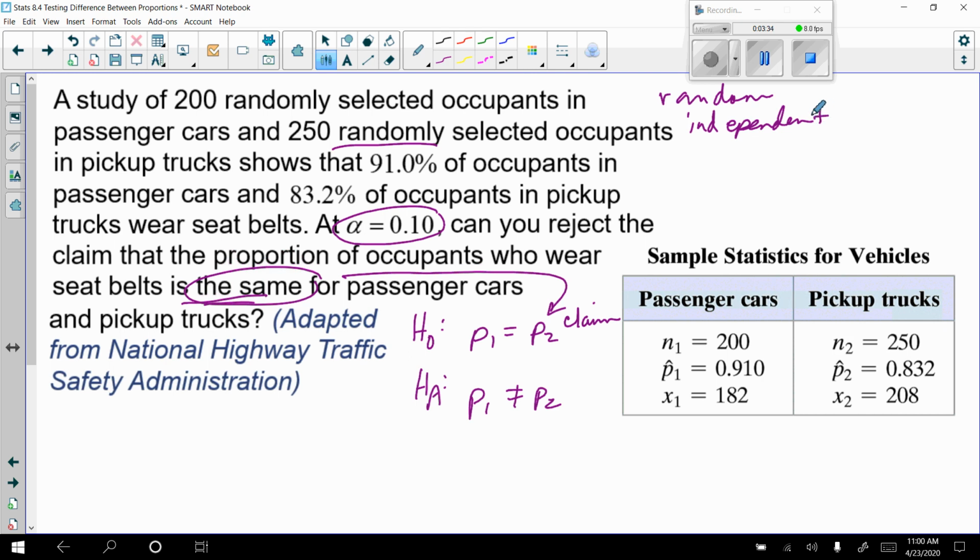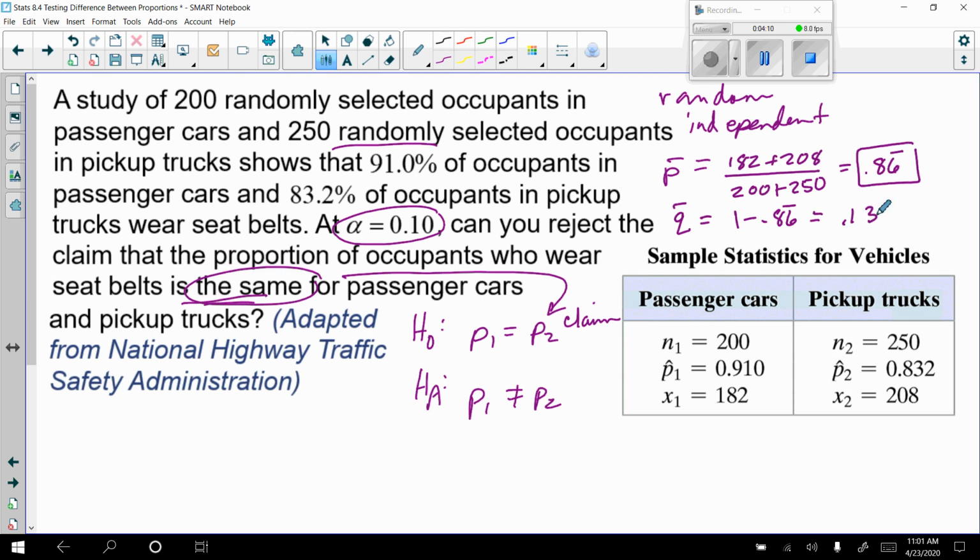We need to find our point estimate. So we need to take the 182 plus the 208 and divide it by the total, which is 200 plus 250, which gives us 0.86 repeating. That means our q bar is going to be 1 minus 0.86 repeating, which is 0.13 repeating.